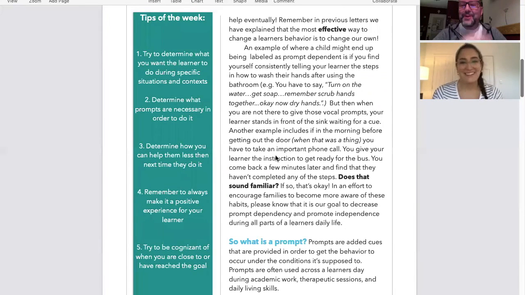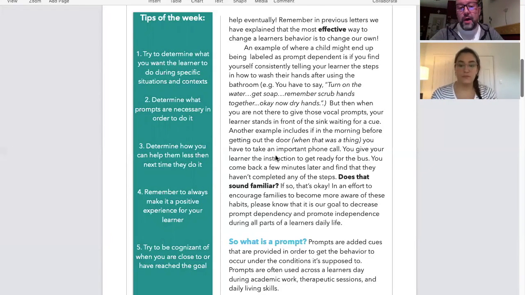Okay, so here's some tips. Try to determine what the learner will do during specific situations or contexts. That is, what's the ultimate goal? If it's hand washing, if it's answering a question, if it's doing a physical activity, what should this look like when your learner is independent, is doing it on their own? Have that discussion with your therapist, your teachers, etc.